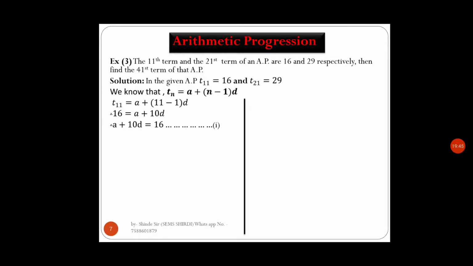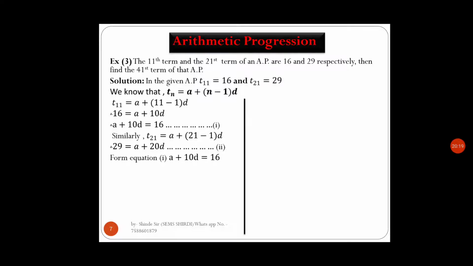Now we see the second. Similarly, T21 is equal to a plus (21 minus 1) into d. Therefore 29 is equal to a plus 20d, that is, a plus 20d is equal to 29. Now this is the second equation. Equations number 1 and 2 are linear equations in two variables, and both equations have the same variables. That's why they are simultaneous equations. Now we solve the simultaneous equations.